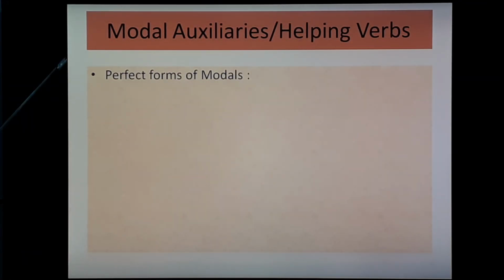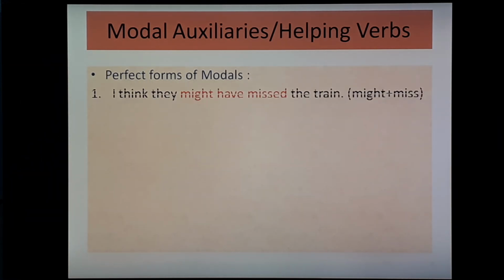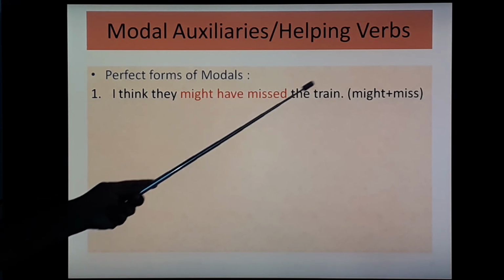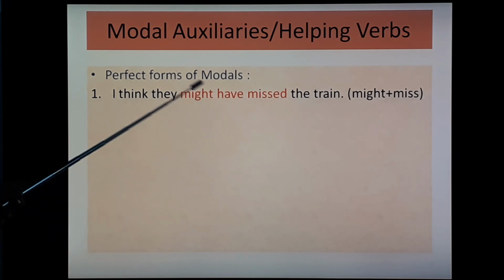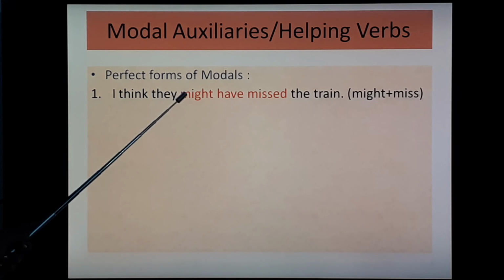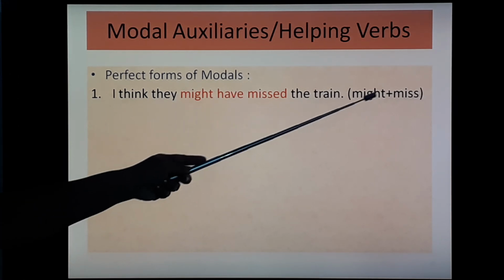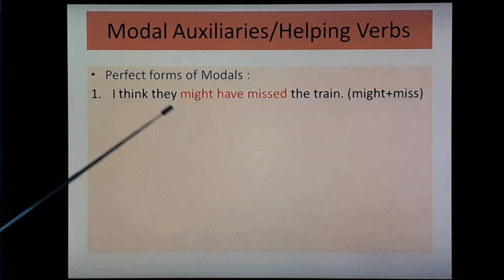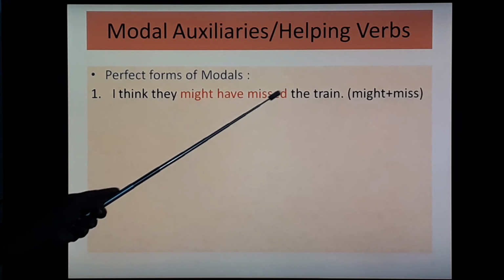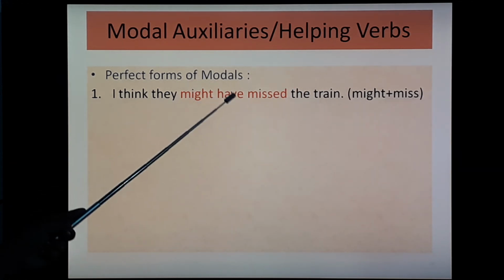Now let's move to perfect forms of modals. First, try to understand. I think they might have missed the train. If you find this kind of sentence or blanks in your exam, how to fill in the bracket? You will get might plus miss. So here perfect forms you have to use. Here might have missed is given. This is active voice.